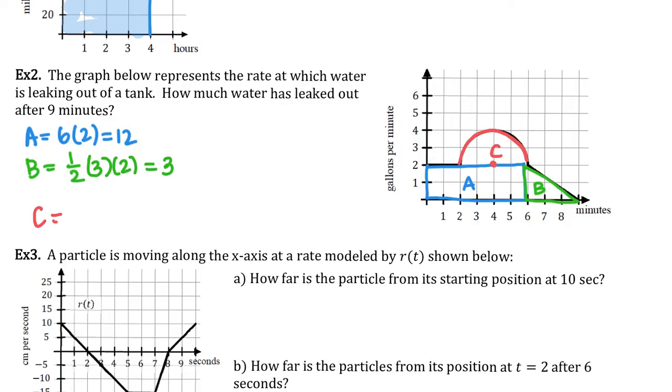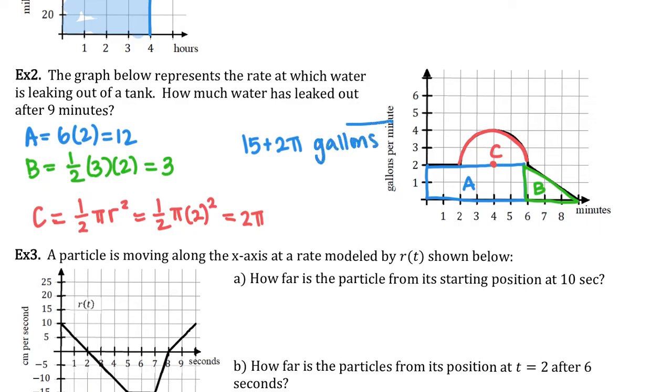Now the area of a circle is pi r squared, but I only want half of the circle, so let me do half of the circle. What is r though? If this is the center, r is 2. So that's going to be half of 4 pi, which is 2 pi. Now let me add up the area of all those regions. 12 plus 3 is 15, plus the 2 pi, and then I'm going to get my units right. So I'm going to do gallons per minute times minutes. So the minutes are going to cancel. Now I have 15 plus 2 pi gallons.